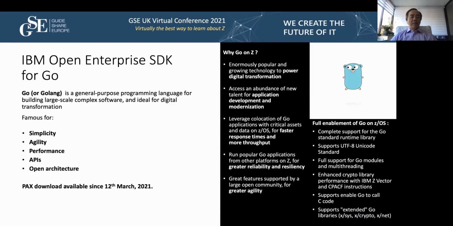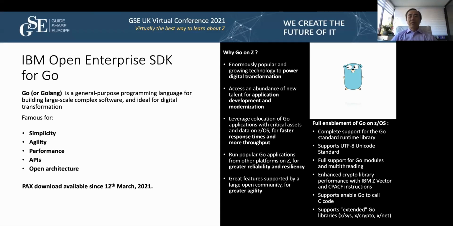Next is IBM Open Enterprise SDK for Go. This is the latest product that we enabled on the platform. We only enabled it in March this year. So Golang is, out of the 3 new languages, the only compiled language. So it's really a compiler. It's a full enablement of the Go compiler on z/OS.